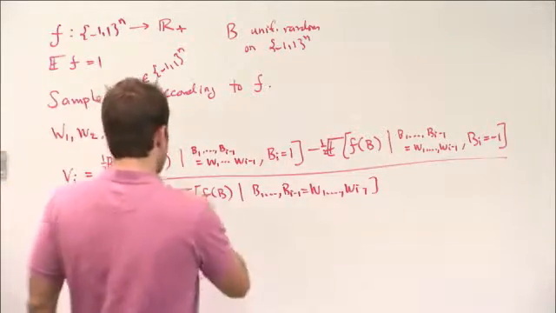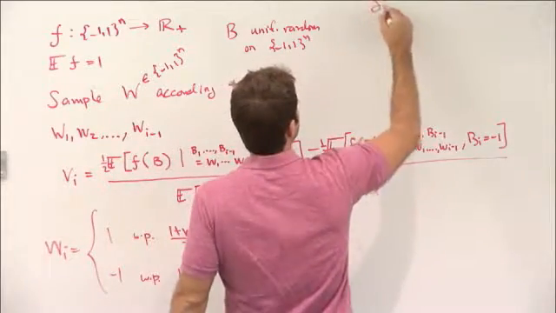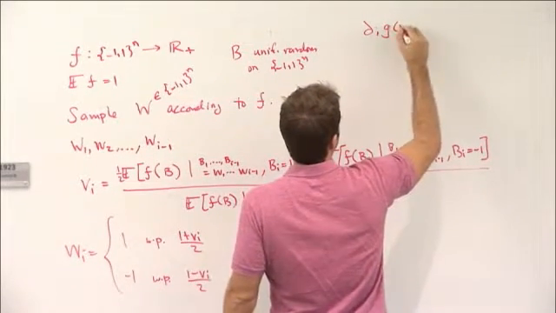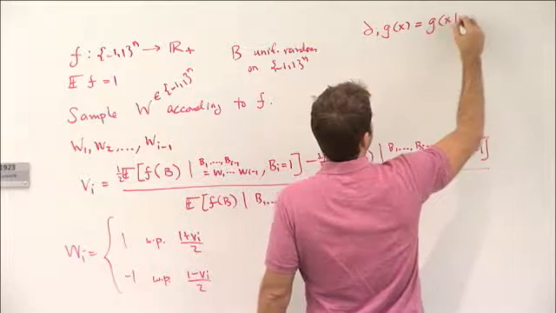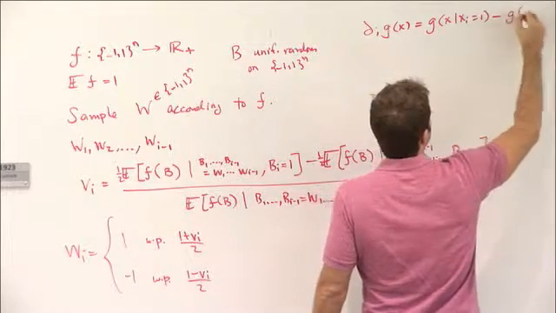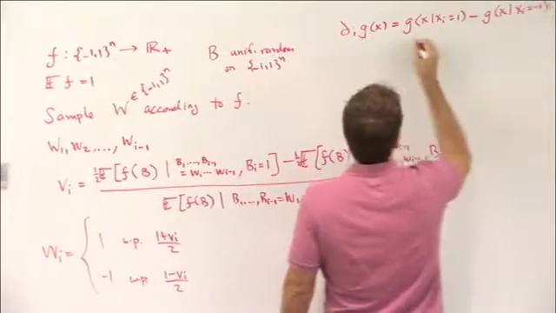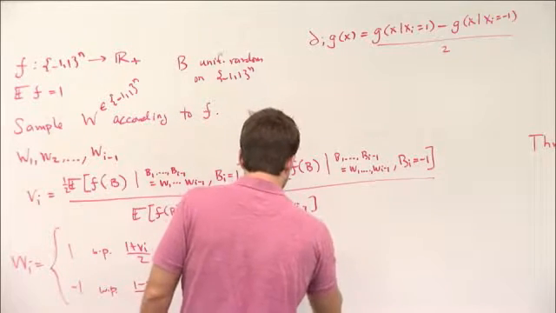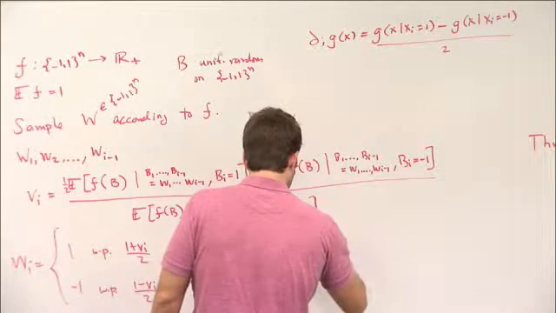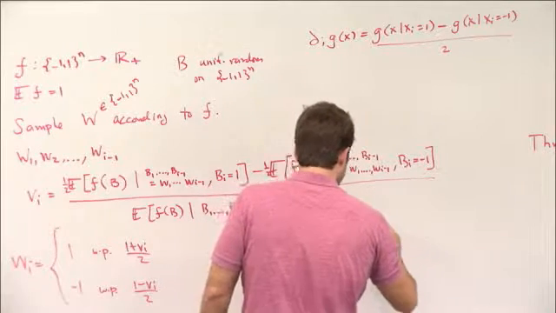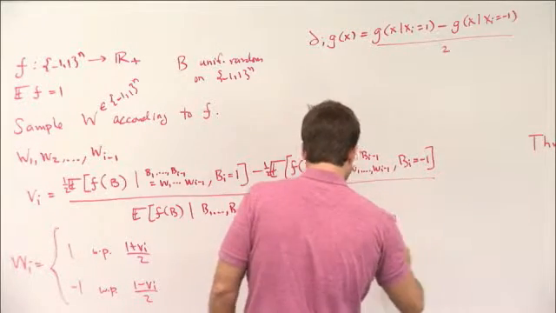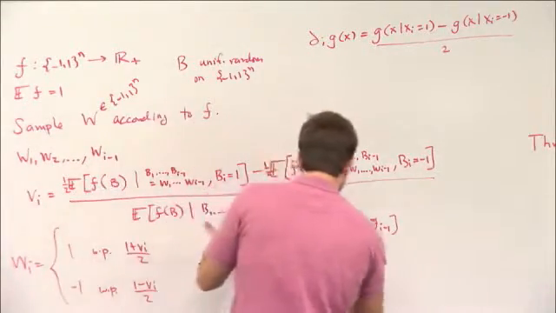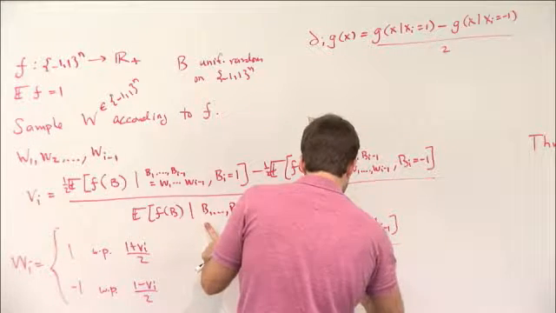And now, if we define this partial derivative operator, the partial derivative of g at a point x is: set the ith bit to 1, look at the difference between setting the ith bit to 1 versus setting it to minus 1, divided by 2. Then this Vi is exactly the partial derivative of, I'm going to use shorthand, this f_{i-1}, which just means that we set it to this, divided by this.